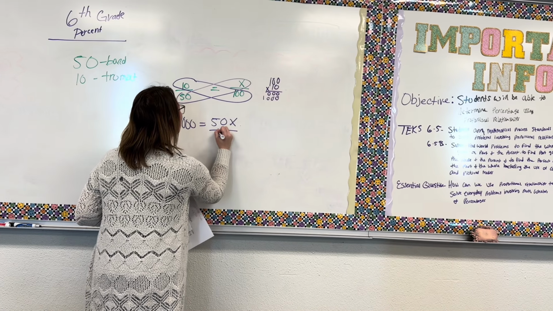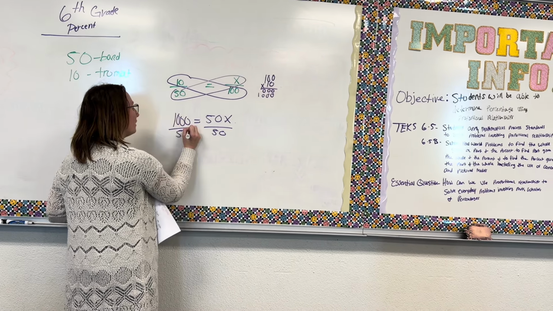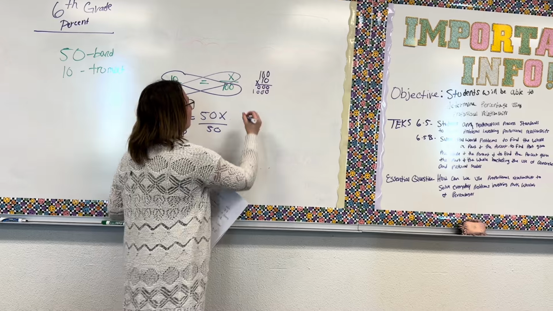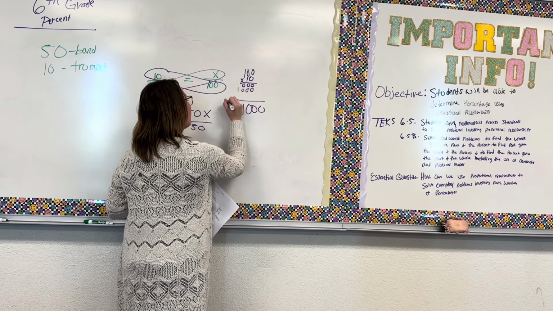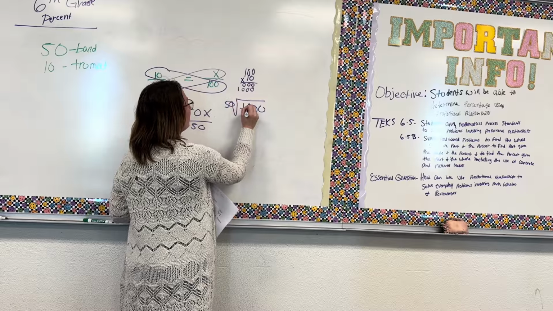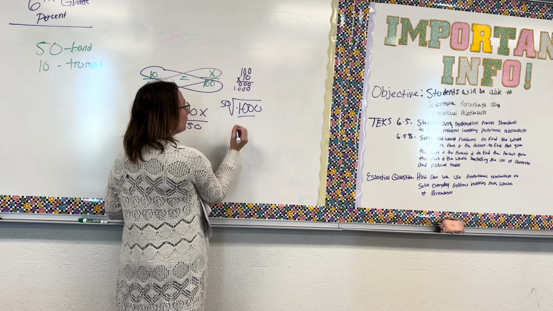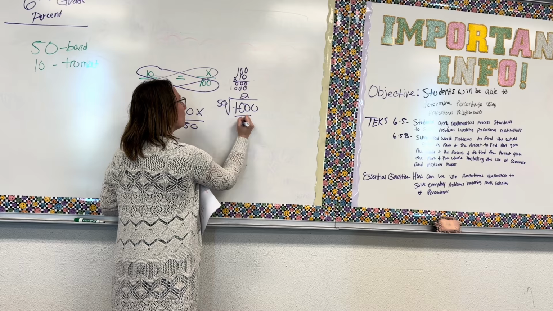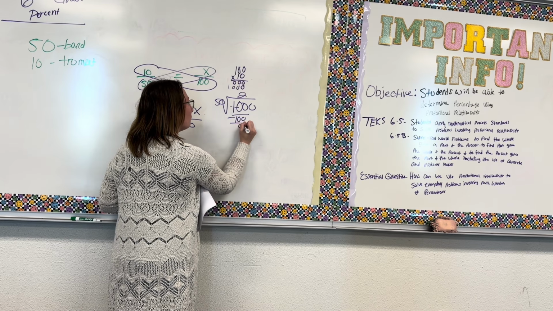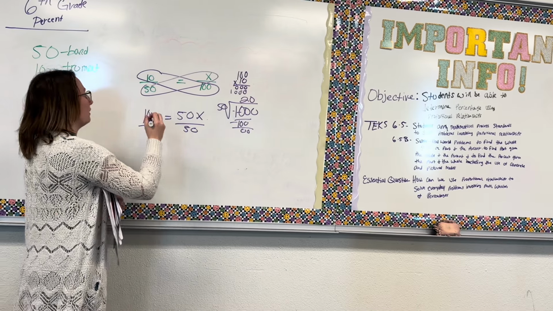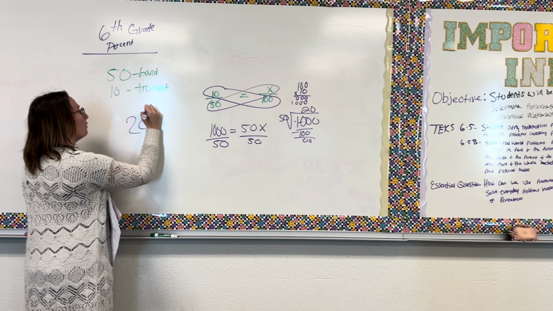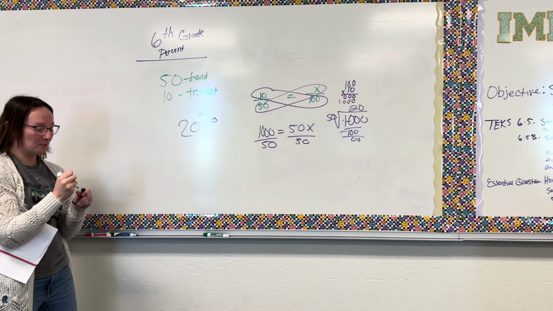And then we'll divide each side by 50 because we need to get X by itself. So we'll come over here and do our long division. 1,000 divided by 50. It can't fit in 1, can't fit in 10, but it can fit in 100. 2 times 100, that brings us down to 0, and then 0. 20% of our students will be playing trumpet in the band.